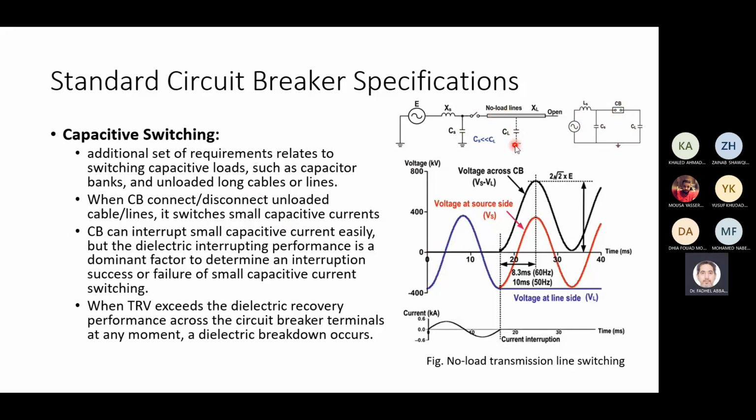Okay, so obviously when you open the breaker, the breaking capacity is very high, so it will be able to break this current, small currents. There's no problem with its breaking capacity. The problem here comes with the voltage that will develop across the contacts when you try to open a capacitive load.